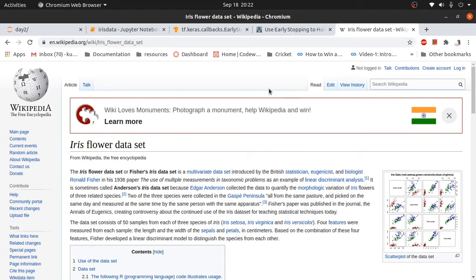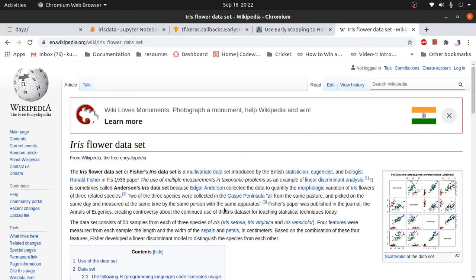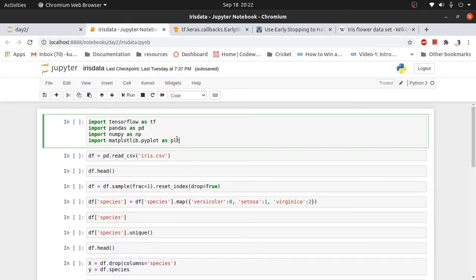All right. So what we are doing today is we are going to look at how to solve this very famous dataset, which is the iris flower dataset. We are going to solve it with the help of deep learning with the TensorFlow and Keras API. So let's look into what this dataset is all about. We have 150 samples. Let's look into the Jupyter notebook.